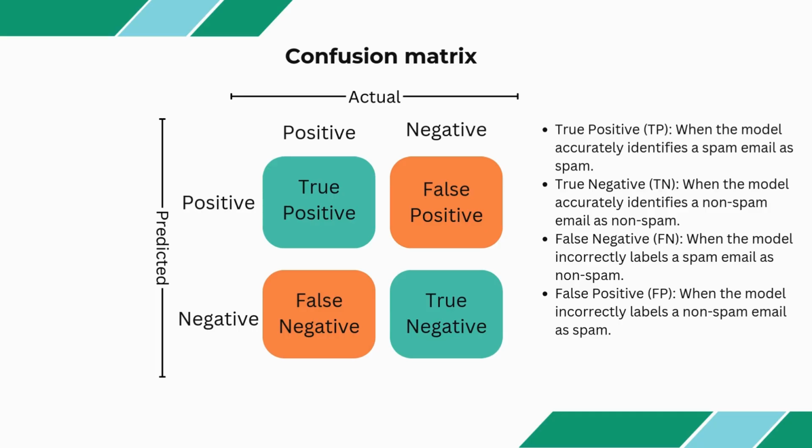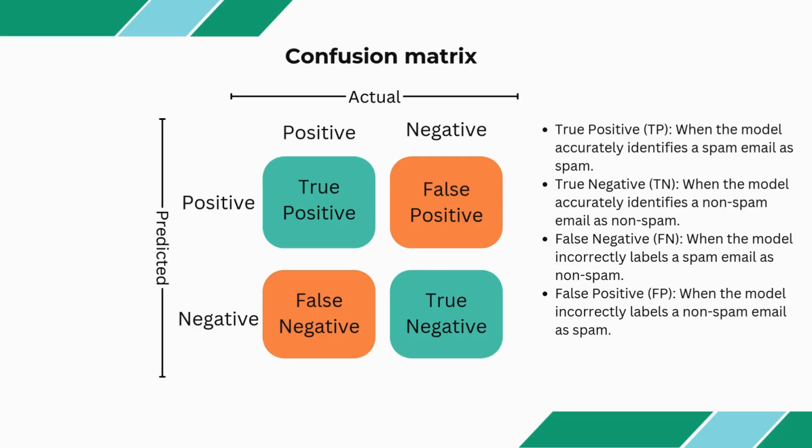And lastly, false positive. This is when the model incorrectly labels a non-spam email as spam. So the model predicted something to be spam, which is a positive outcome, which is what it is expected to do. However, this prediction was incorrect. That's why it is false positive, or FP as we call it.